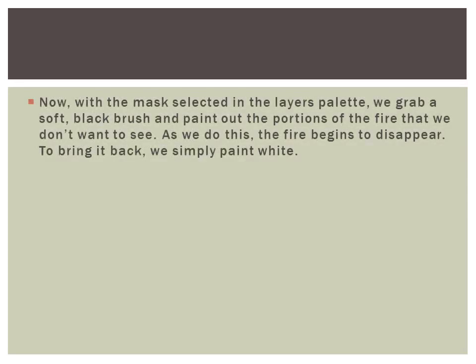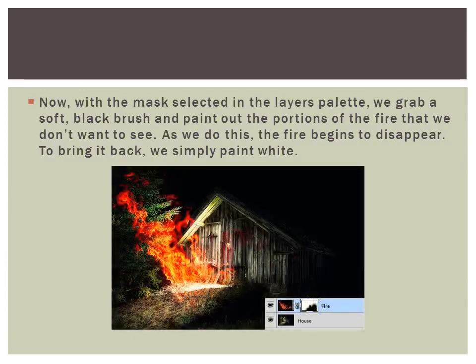Now, with the mask selected in the layers palette, we grab a soft black brush and paint out the portions of the fire that we don't want to see. As we do this, the fire begins to disappear. To bring it back, we simply paint white.